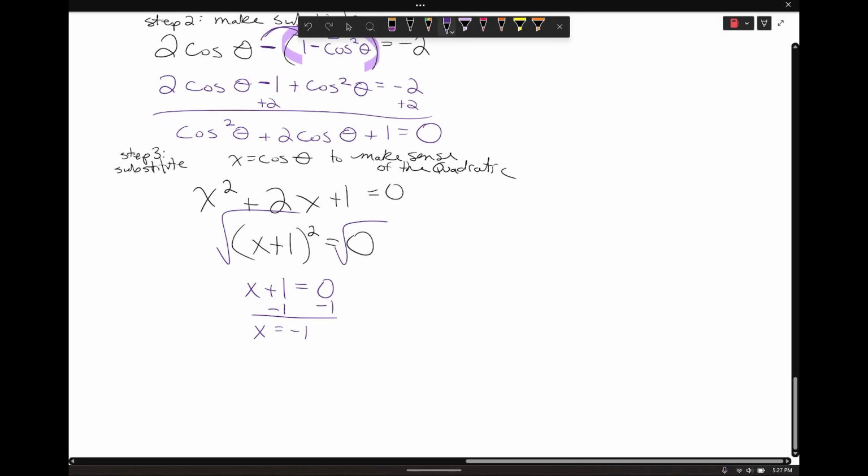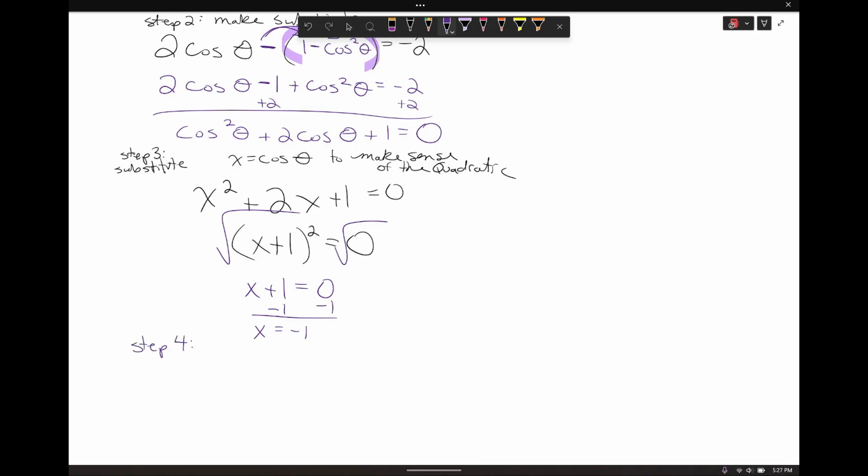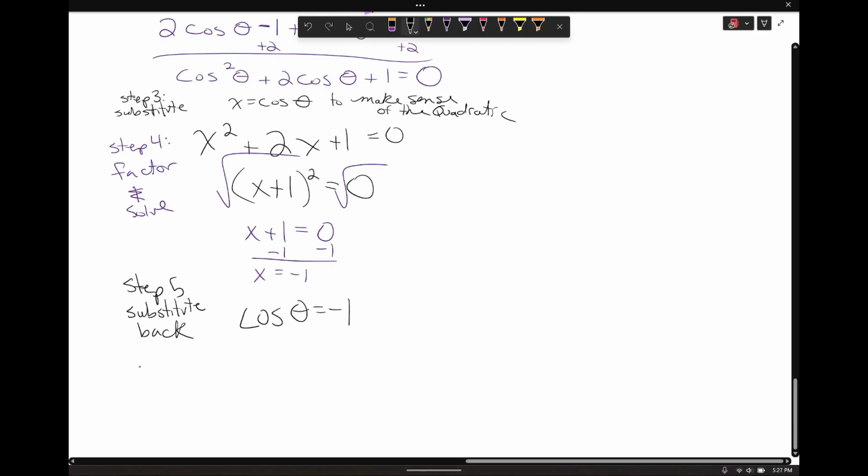So we are going to substitute back. Step 4. Step 4 was up here. Step 4 was to factor and solve. And here, step 5 is to substitute back. So I now have cosine of theta equals -1. And step 6 is to make sense of the problem.